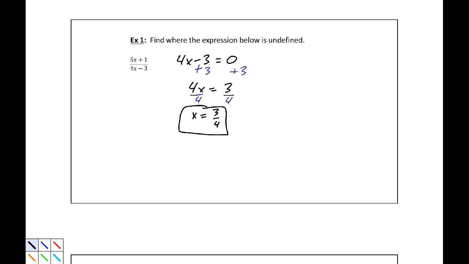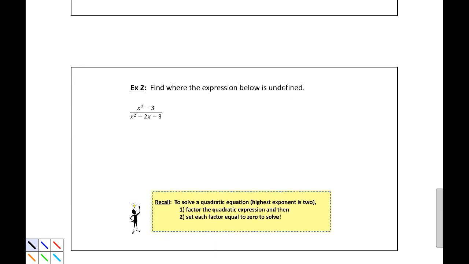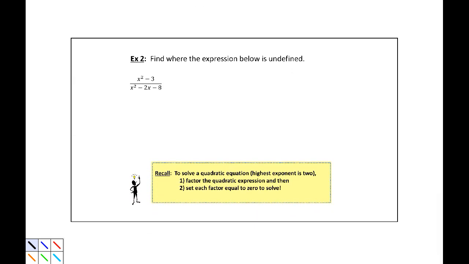All right, now for a second example, find where this expression is undefined. This one is slightly different because we have a quadratic in the denominator. Now, we're only concerned with the denominator, so we only have to worry about that expression. But based on what we know about factoring, let's just go ahead and do this: we're going to set the denominator, x squared minus 2x minus 8, equal to 0, but that factors as x minus 4 and x plus 2.